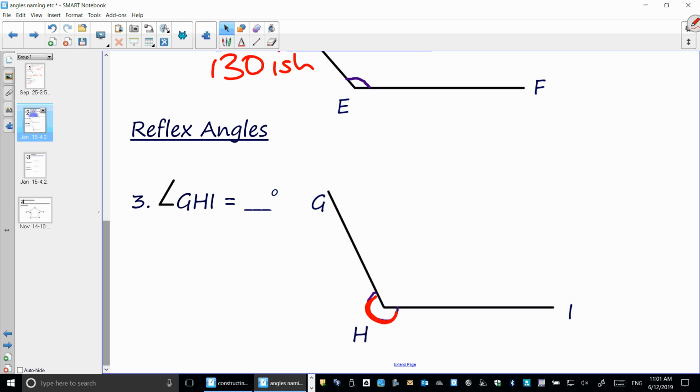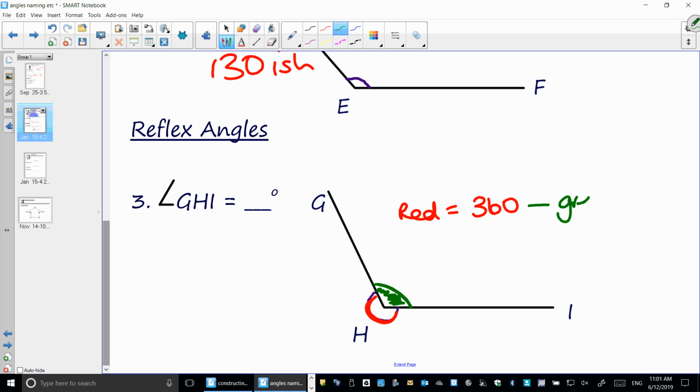Our protractor is able to measure this bit here, yes? If we were to measure the green part, what do we know about the red and the green part in total? 360. They make 360, yes, because a full circle is 360. So we can actually measure the red part by doing 360, take away the green angle. Okay? Always 360 because a full circle is 360.